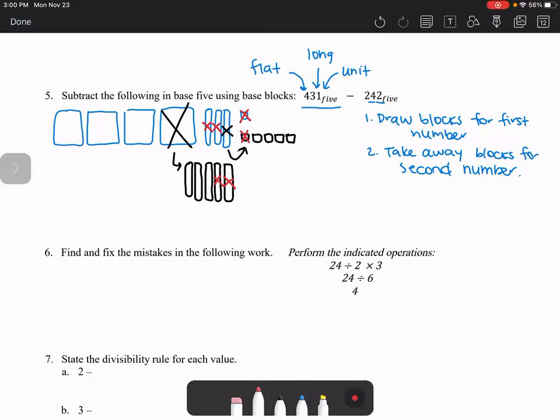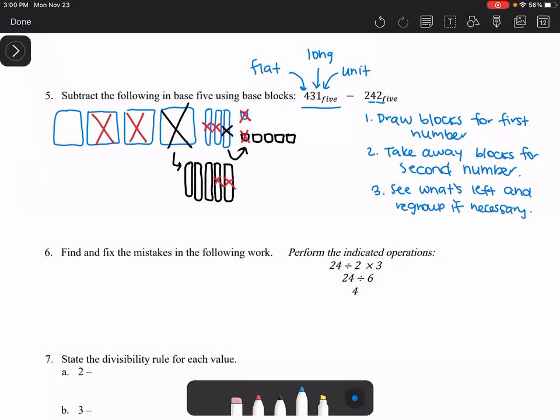Now we need to take away 2 flats. So we have 3 flats, so we just take away 2 of them. So now we're going to see what's left and regroup if necessary. A lot of times when we write out steps, the last step is simplifying. So when we have base blocks, one of the steps is always regrouping. It's essentially the simplifying for base blocks, and that's always going to be part of your list of steps.